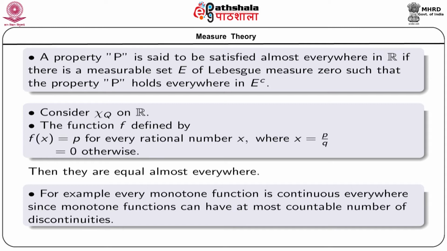Another example is that if we consider a monotone function, we know that a monotone function can have at most a countable number of discontinuities. Again, since a countable set has Lebesgue measure 0, a monotone function can have discontinuities at most inside a set of measure 0, and consequently we can say that every monotone function is continuous almost everywhere.